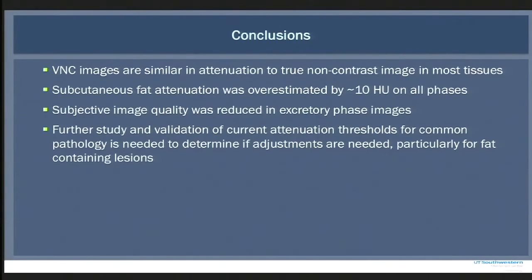So in conclusion, virtual non-contrast images are similar in attenuation to true non-contrast images in most tissues. Subcutaneous fat was overestimated by approximately 10 Hounsfield units on all phases, and subjective image quality was reduced on the excretory phase images. Further study is needed to determine whether these virtual non-contrast images could be used to replace true non-contrast images, and whether attenuation values would need to be adjusted to determine whether a lesion such as an adrenal adenoma could be characterized by this technique.